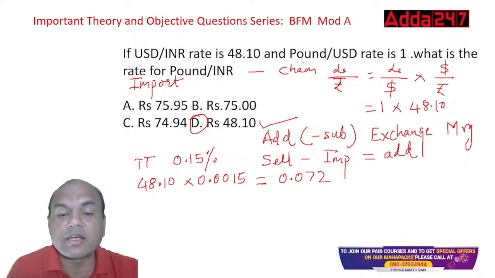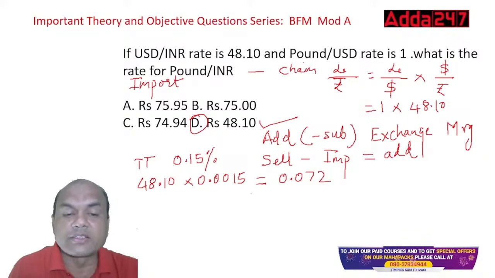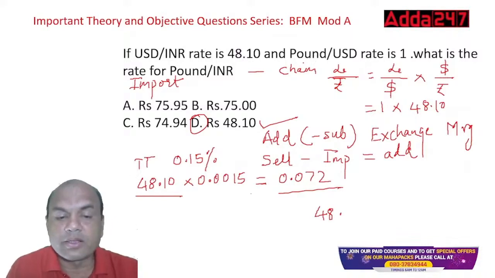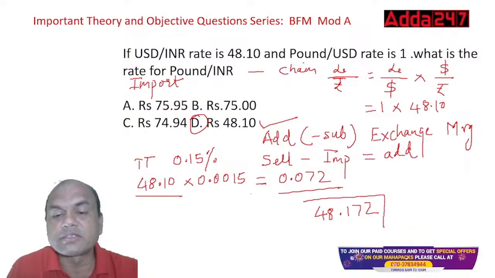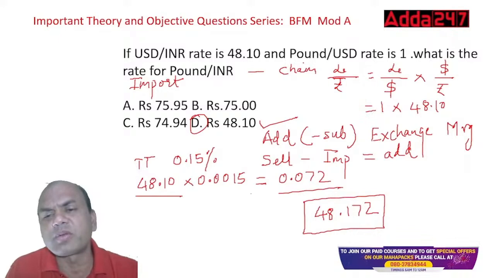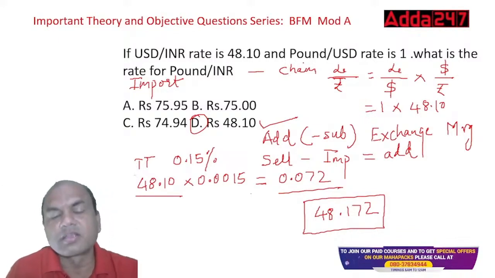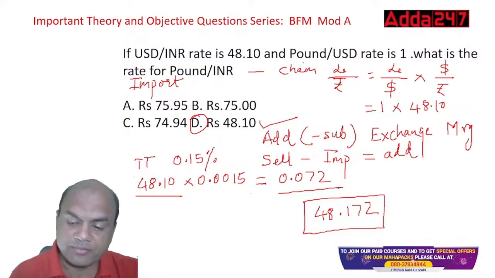Import means sell, so you'll have to add this. What will be your final rate? Add 48.10 plus 0.072. Add this, everyone. The answer you will get is 48.172. This is the final answer if the exchange margin is given. If not given, then 48.10. That's simple. Clear, everyone? Type yes in the comment section if you have understood it.